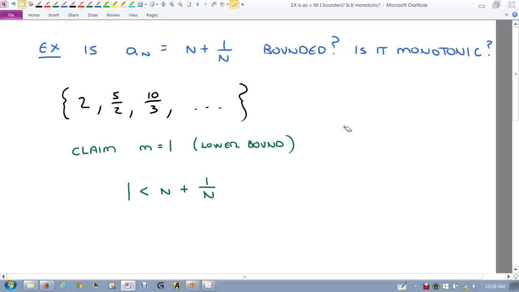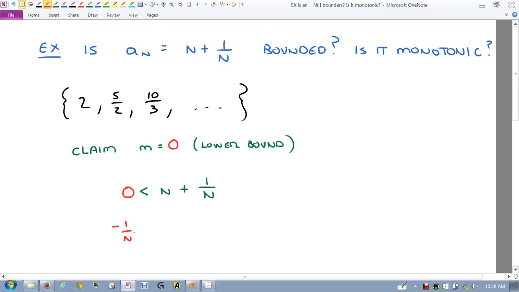But we want to do something that's going to be a little more algebraic. So how about changing it to 0? I mean, is 0 a lower bound? If 1 was smaller than it, then surely 0 could be, right? This is just a little bit easier to work with algebraically. Just move this to the other side.